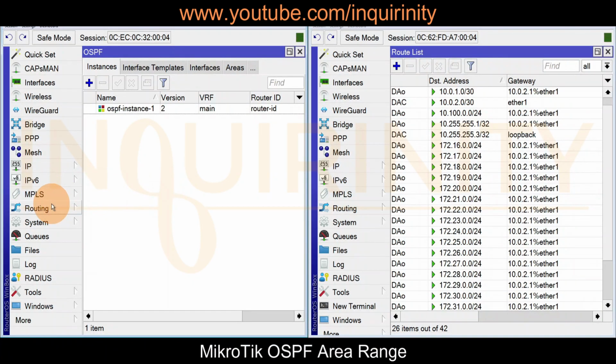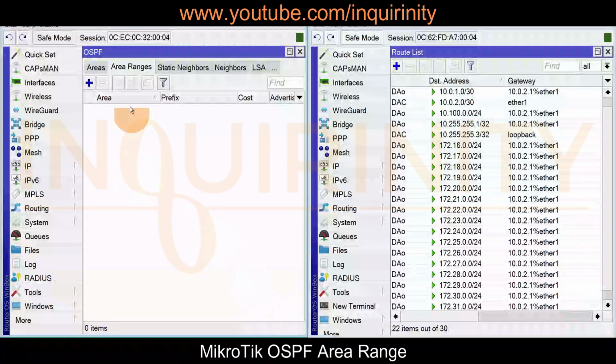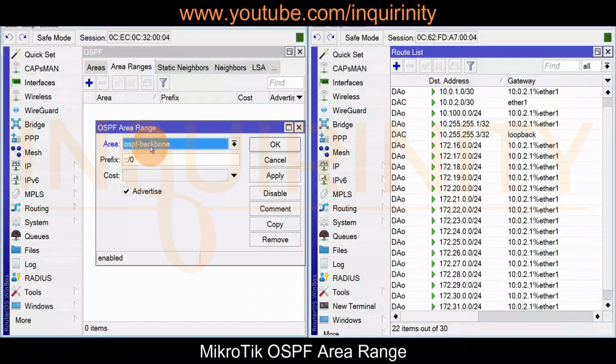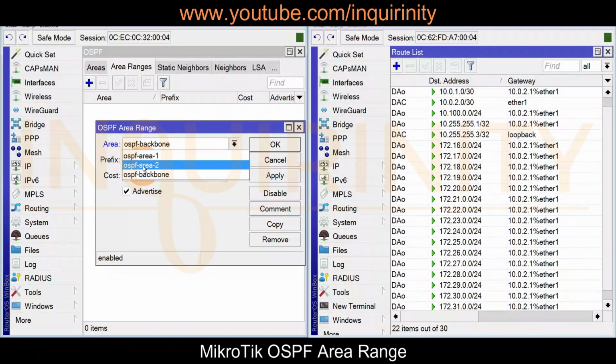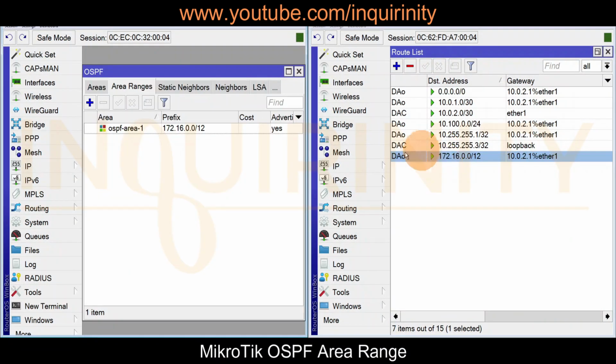So we go to routing OSPF, and from here we find the area ranges tab. From the area ranges tab, we click the plus sign. Under area, we will select area 1. For the prefix, we will type in the prefix that we have just computed, 172.16.0.0/12. For the cost, we will leave it as default, and of course we will advertise. The routes are now summarized, instead of the 16 routes, to just only 1.